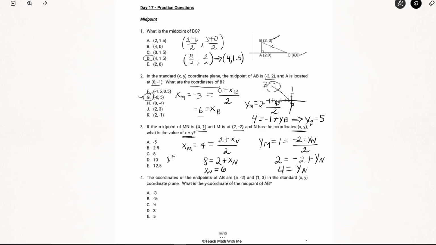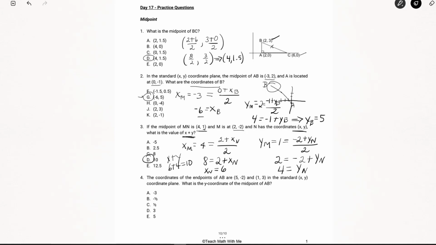We need to know x plus y, the coordinates of N. We have the x coordinate of 6 plus the y coordinate of 4. That's going to give us 10, which is answer choice D.